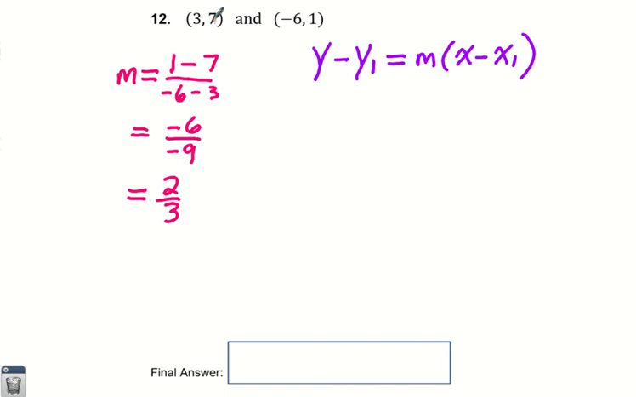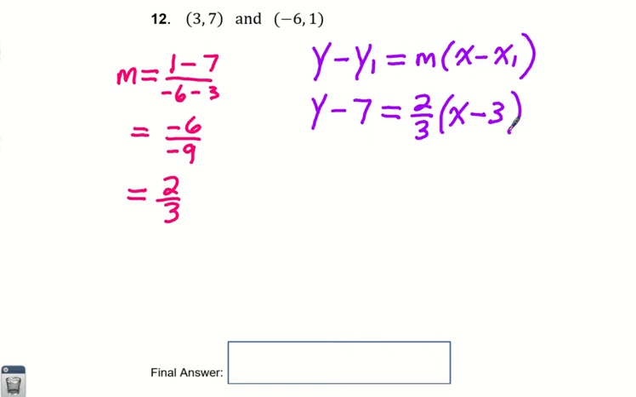Once again, I might as well just use this again as my x1, y1. Plug in nothing for y. Plug in 7 for y1. What was my m? 2/3. Plug in nothing for x. Plug in 3 for x1, and away I go.